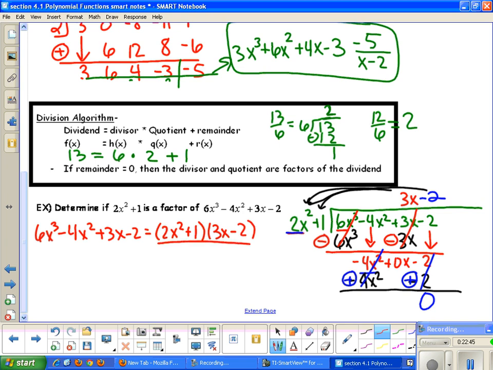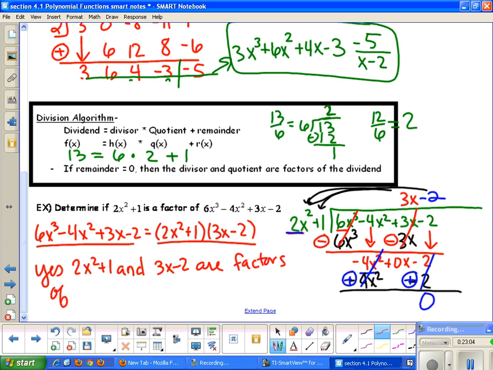So if I were to multiply these out, I would get this polynomial equation here. And so the question was to determine if it's a factor, so I would say yes. 2x squared plus 1 and 3x minus 2 are factors of 6x cubed minus 4x squared plus 3x minus 2 because the remainder equals 0.